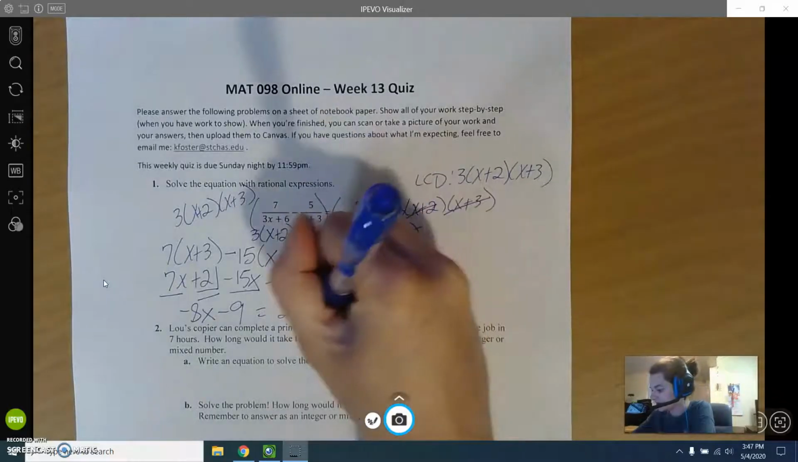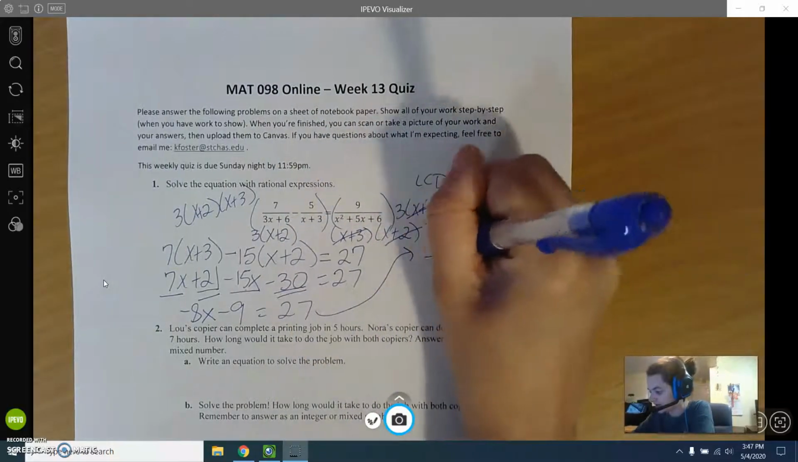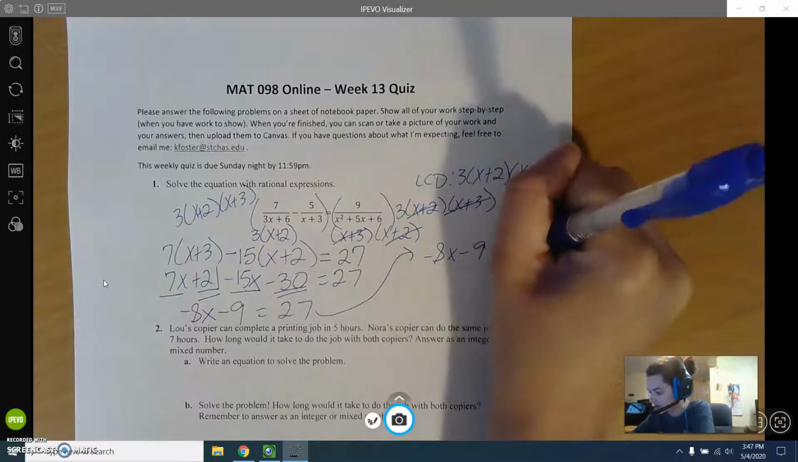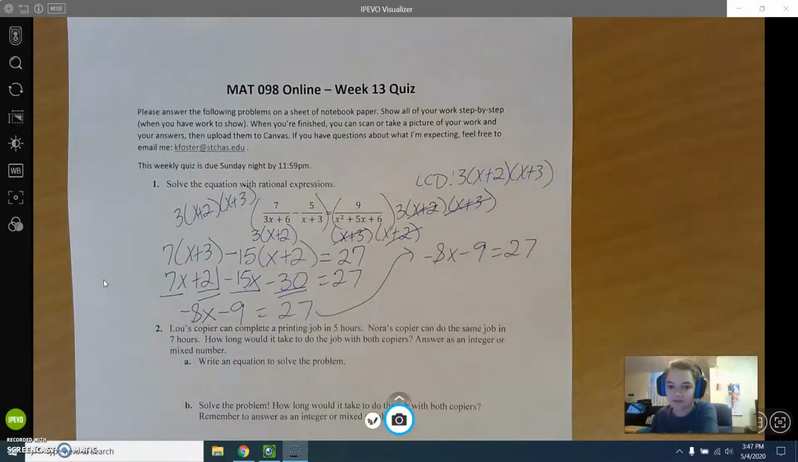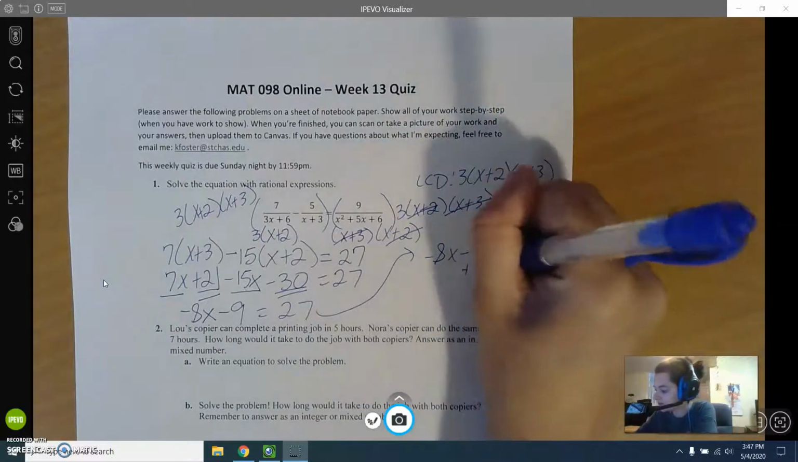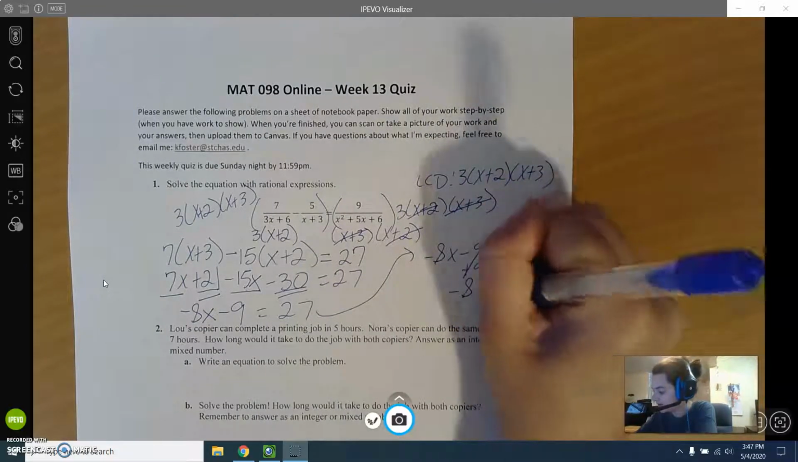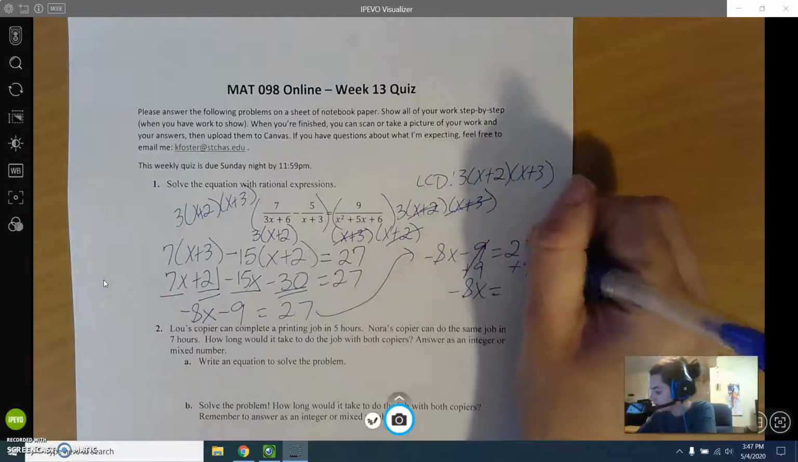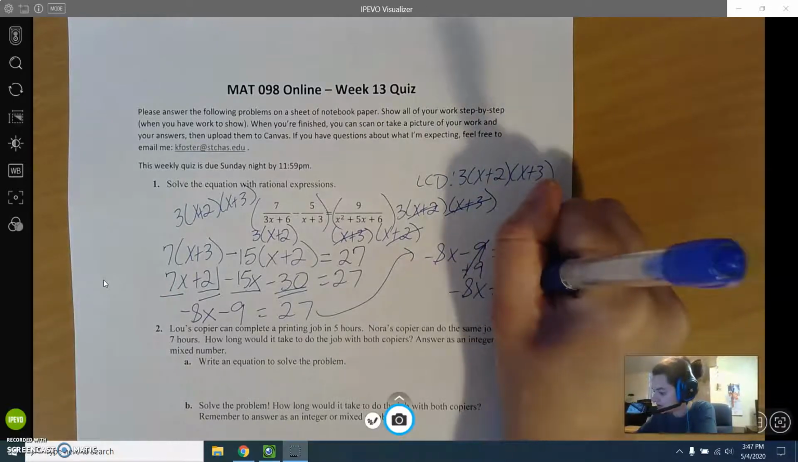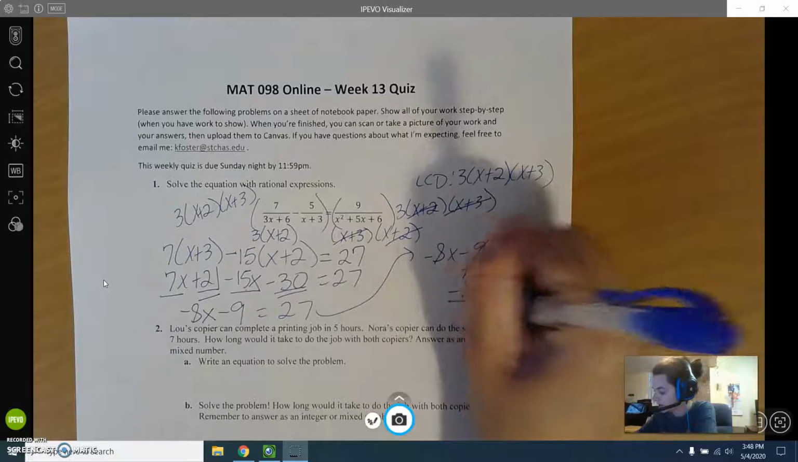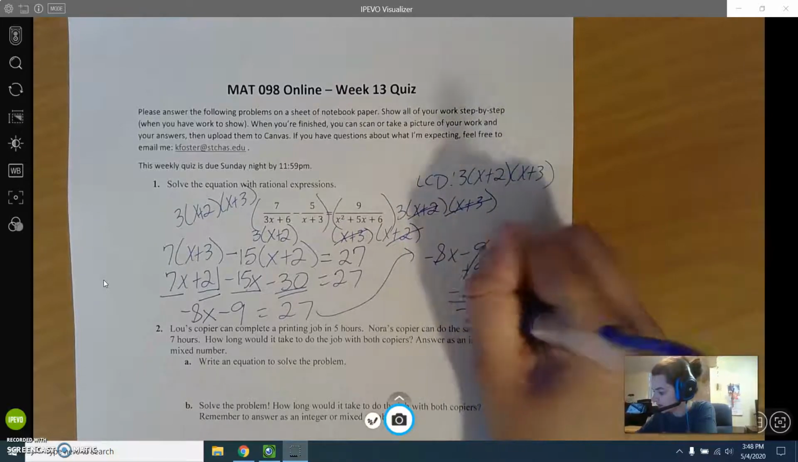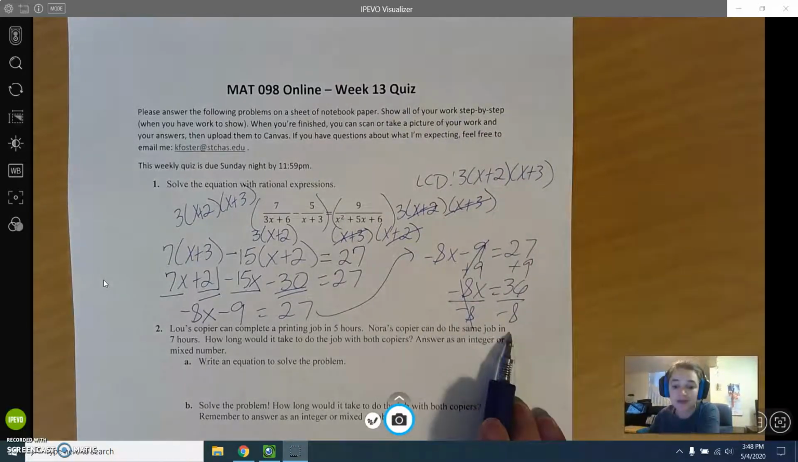Run out of space, so I'm just going to keep going up here. So I've got negative 8x minus 9 equals 27. From here, let's add 9 to both sides to get rid of that minus 9. So now I've got negative 8x equals 27 plus 9, which is 36. And last but not least, we'll divide both sides by negative 8. Now, when you're typing this in MyMathLab, you're going to at least have to simplify it.